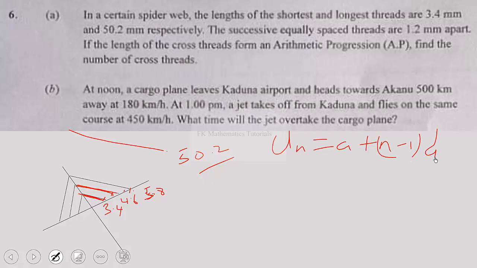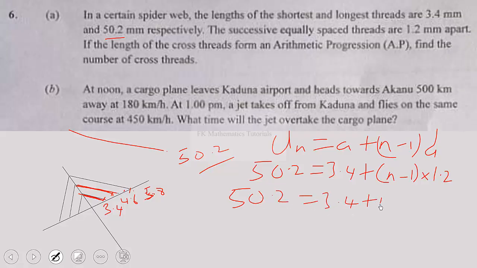arithmetic progression. So the U sub n is the longest, which is 50.2 millimeters, and the first one is 3.4 millimeters, and the n we don't know, and the d is 1.2 millimeters. So we need to solve this equation for n. So 50.2 will be equal to 3.4 plus 1.2 n minus 1.2. So 50.2 minus 3.4 plus 1.2 will be equal to 1.2 n.